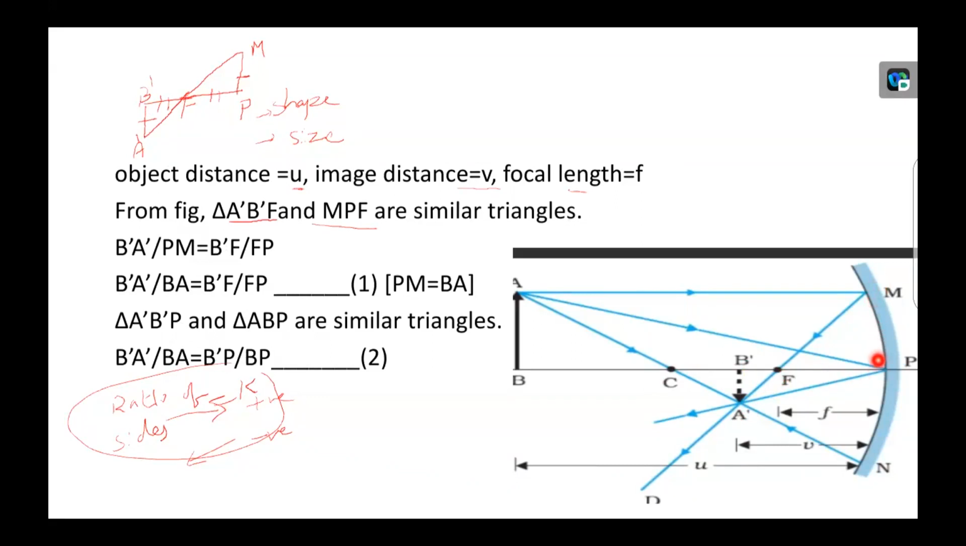Here we have dropped a perpendicular from M to P. We will get one more triangle that we have taken. In this one, B dash A dash corresponds to PM. That's why we have taken the ratio here. Similarly, B dash F is the corresponding side for F P. That we have taken here. Okay, now if you observe here, the AB height and similarly the perpendicular drawn from M to P will be of the same height.